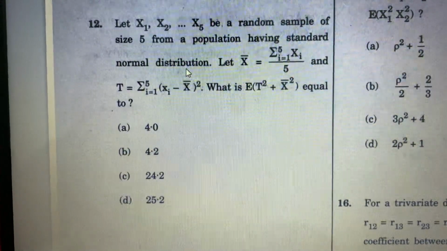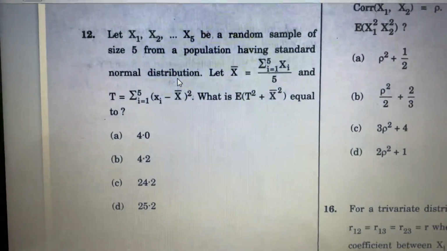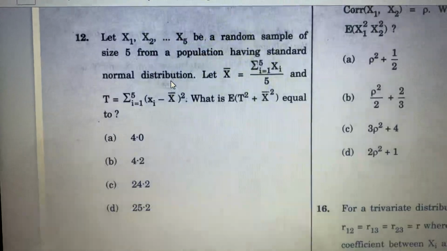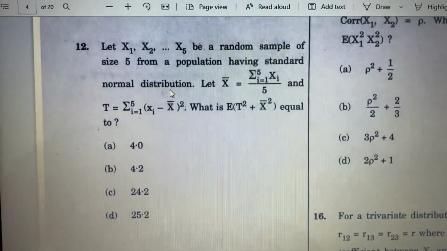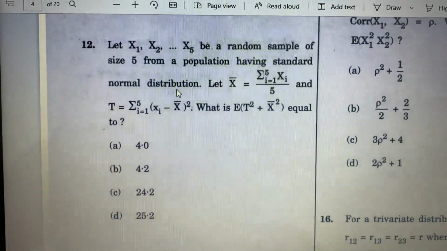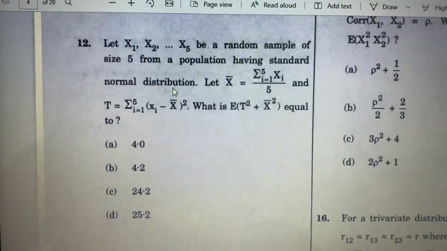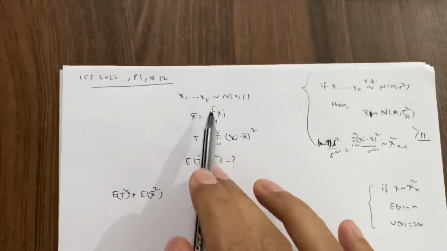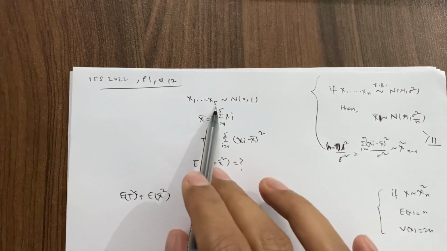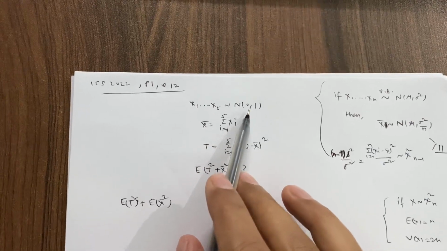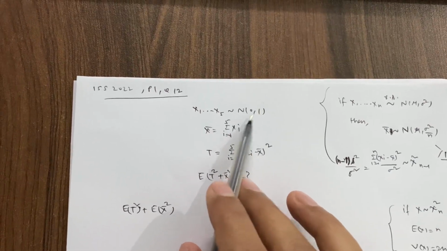So today we are solving ISS 2022 paper 1 and question number 12. So we have given that let x1, x2, ..., x5 be a random sample of size 5 from population having standard normal distribution. Okay, so we have given that x1, x2, ..., x5 be a random sample of size 5 from standard normal distribution, which is mean mu and standard deviation 1.